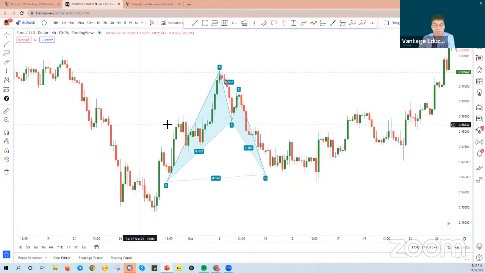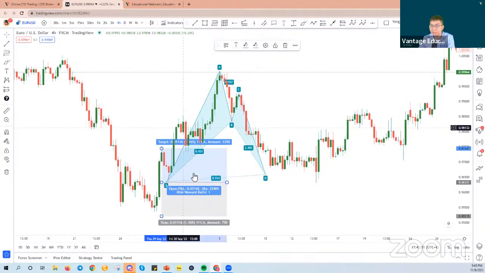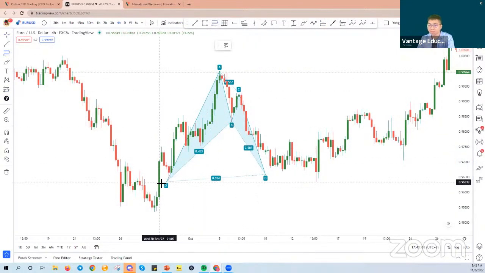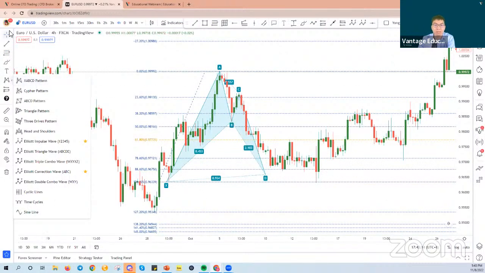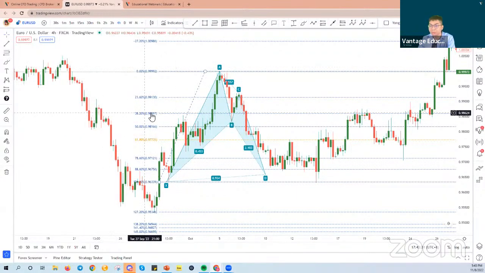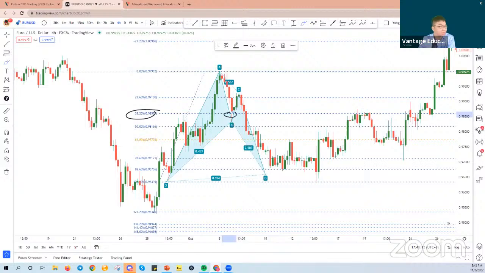So after XA, it's at 38.2% or 50% retracement of XA. Okay, I think I got the wrong one. So to draw Fibonacci, you can actually use this function. It's right here, under XABCD pattern. So yeah, it's at either 38.2% or 50%. You see, price is at 38.2% for the bat pattern, and bounced up. And C ends at either 38.2% to 88.6% retracement of AB.